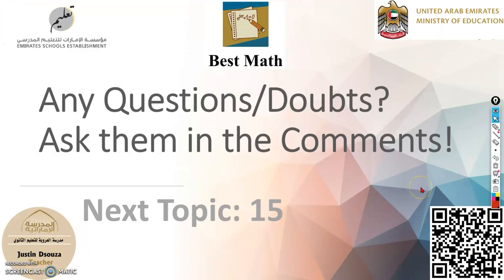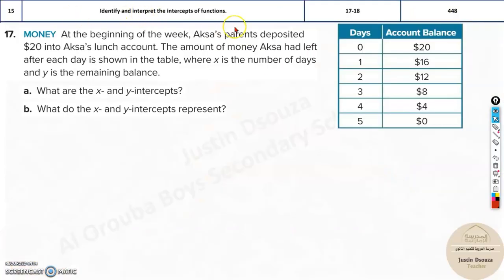The 15th topic is a simple topic. It is to find the intercepts. Here we have a scenario. At the beginning of the week, Aksa's parents deposited $20 in Aksa's lunch account. The amount of money Aksa had left after each day is shown in the table over here, where X is the number of days and Y is the remaining balance. So days X are 0, 1, 2, 3, 4, 5, whereas Y is the amount of money that is being reduced. What are the X and Y intercepts, and what do the X and Y intercepts represent?